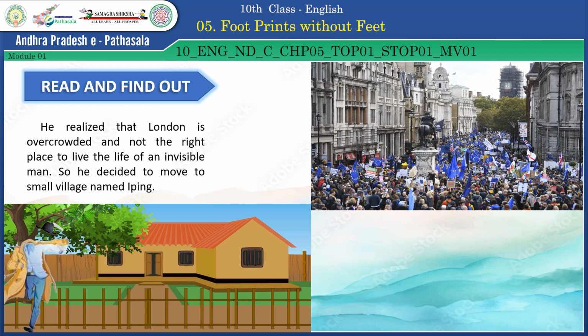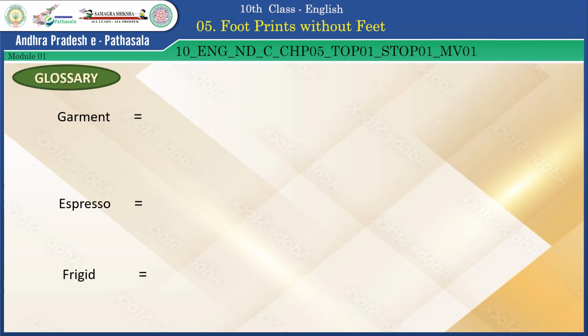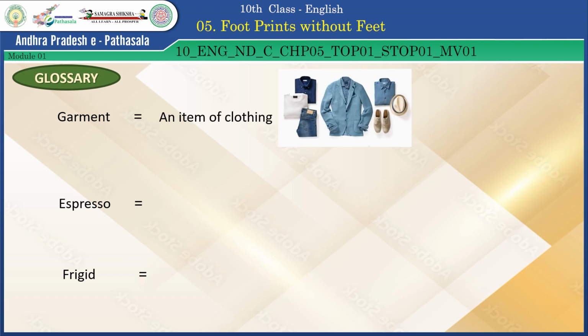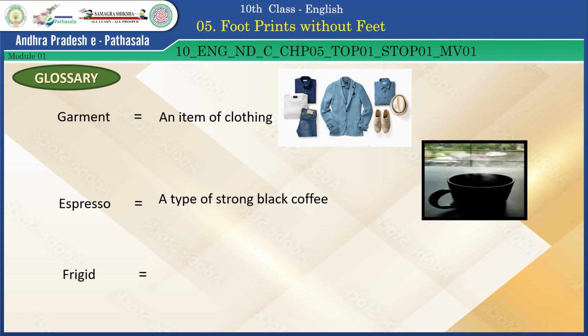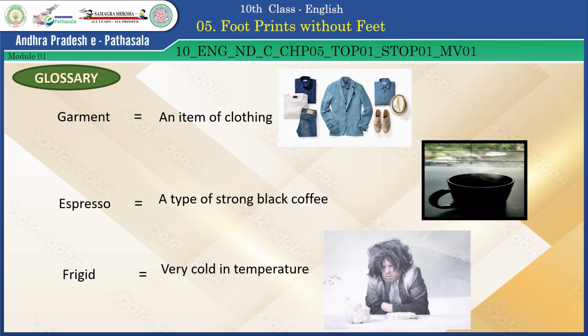Okay, children. Now we move on to the meanings of difficult words. Here are some difficult words: garment, espresso, frigid. Let us know the meanings. Garment: an item of clothing. Espresso: a type of strong black coffee. Frigid: very cold in temperature.